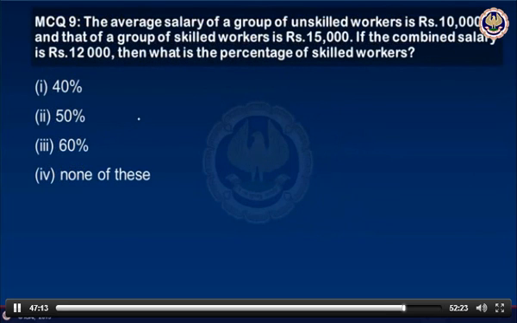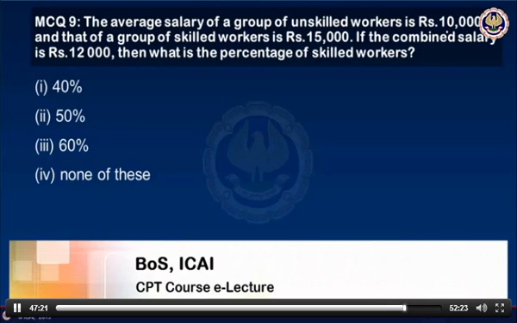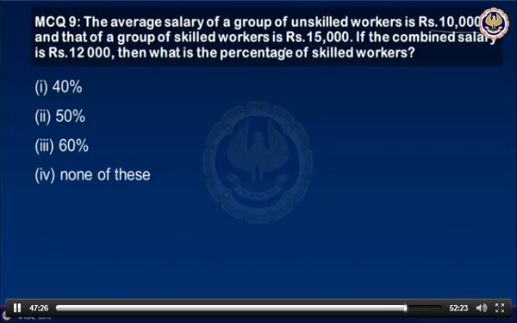This is an important sum. Just look at this MCQ. The average salary of a group of unskilled workers is rupees 10,000, and that of a group of skilled workers is rupees 15,000, and the combined salary is rupees 12,000. Then what is the percentage of skilled workers? The options are: 1, 40%; 2, 50%; 3, 60%; and 4, none of these.